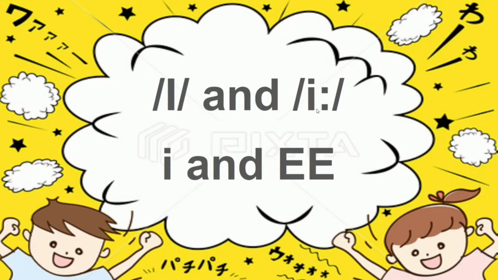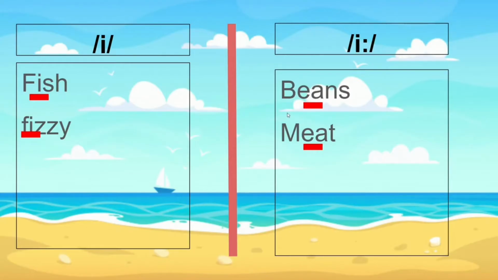How do you pronounce it? You pronounce it as double E, the longer E sound. So the short vowel is I and the long vowel is E. Let's look at the examples. The short vowel I, we have fish and fizzy. You see, it's very short, very quick. However, the long vowel, the I with two dots, you pronounce it as in the examples over here, beans and meat.